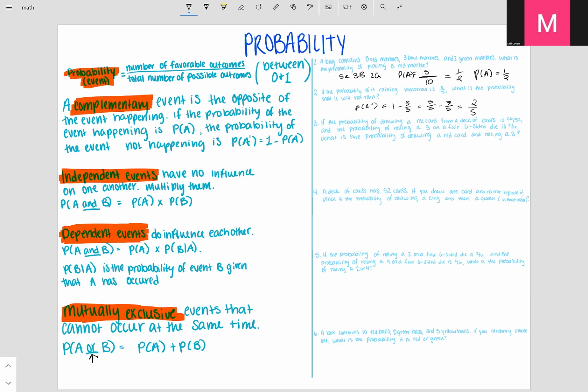Next, if the probability of drawing a red card from a deck of cards is 26 out of 52, and the probability of rolling a 3 on a fair 6-sided die is 1/6, what is the probability of drawing a red card and rolling a 3? And these are independent events because they have no influence on each other. So our probability will be 26/52 times 1/6. We can reduce this to 3/13.